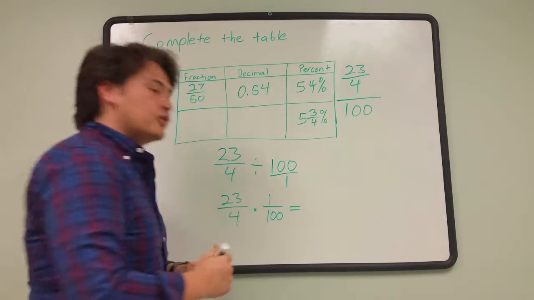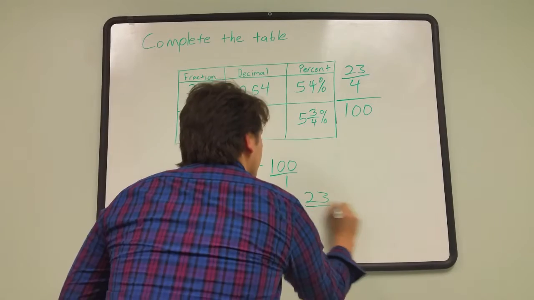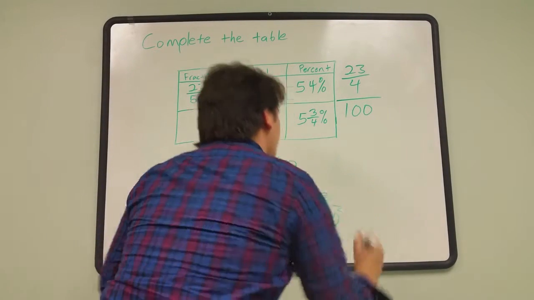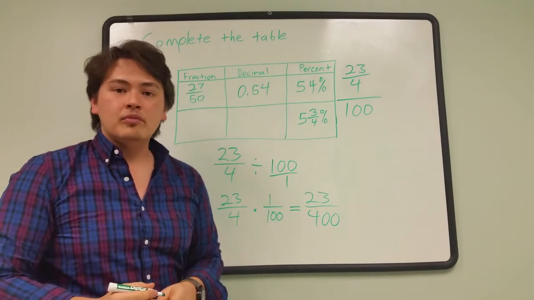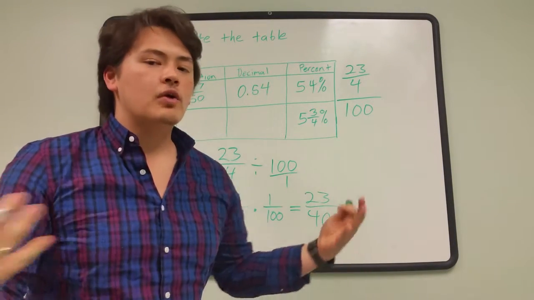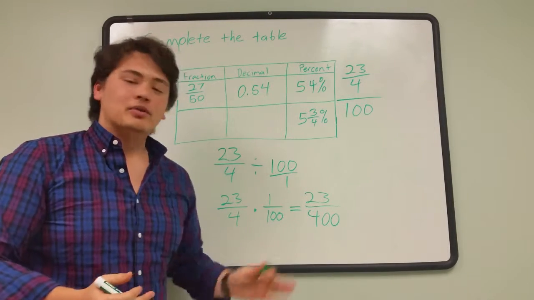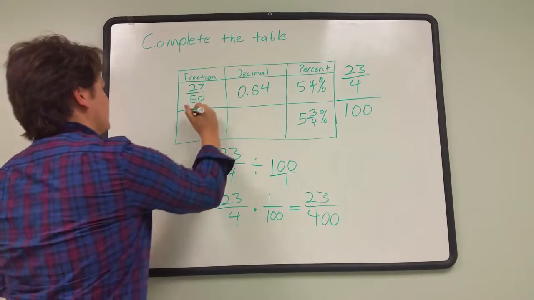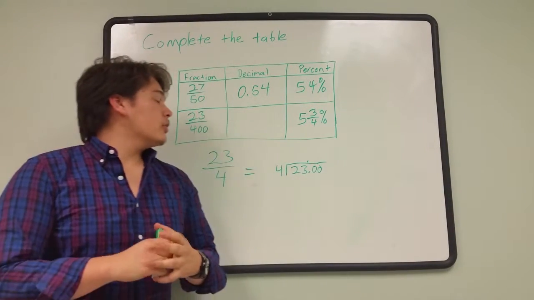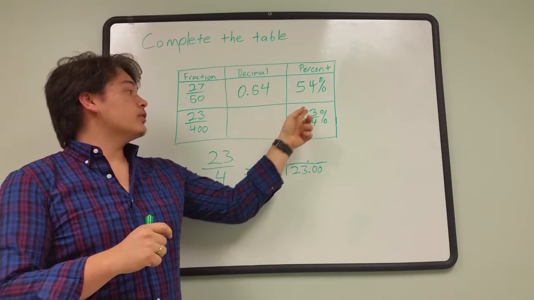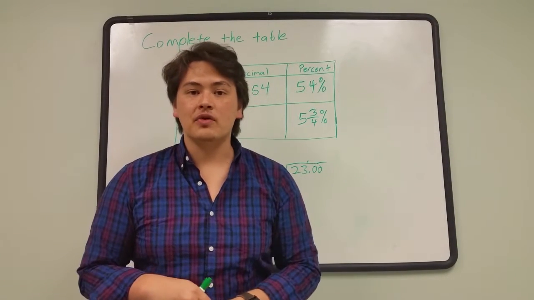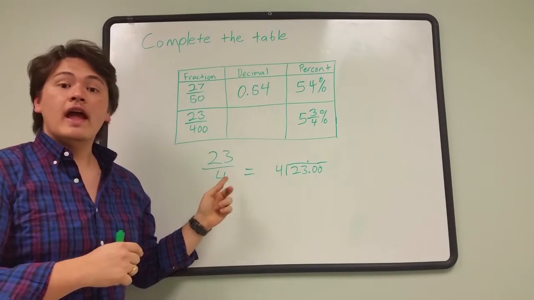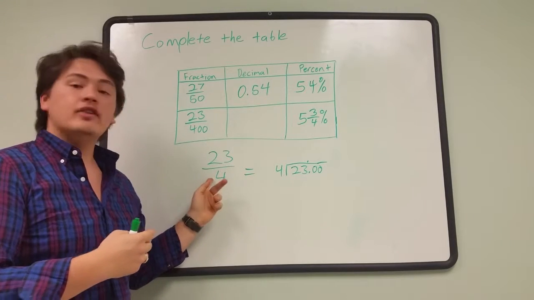So we have 23 times 1, which is going to give us 23, and we have 4 times 100, which is going to give us 400. Now, since 23 is a prime number, meaning that no other number can go into it, that's our final answer, which is going to be 23 over 400 for the fraction. So, for the next part, I'm going to convert this 5 3/4 into a decimal. In this case, 5 3/4 is equal to 23 over 4, and I'm going to convert this 23 over 4 into a decimal.